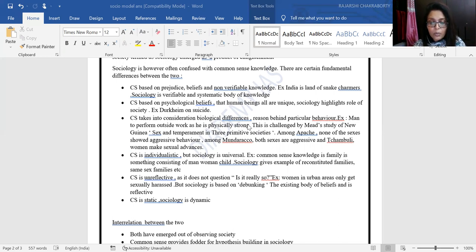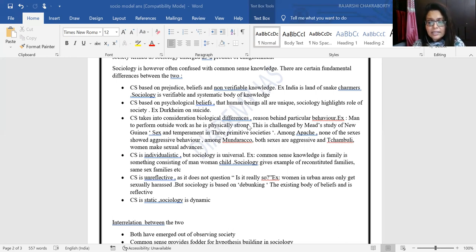First was the Apache, where she studied that none of the sexes among these Apaches in New Guinea showed aggressive behavior. Like a man will show aggressive behavior, a woman will be a timid, reticent person. That kind of myth does not hold among the Apache because both are non-aggressive. Similarly, among the Mundurako, both the sexes were aggressive. And among the Chambulis, it was women who made sexual advances first.